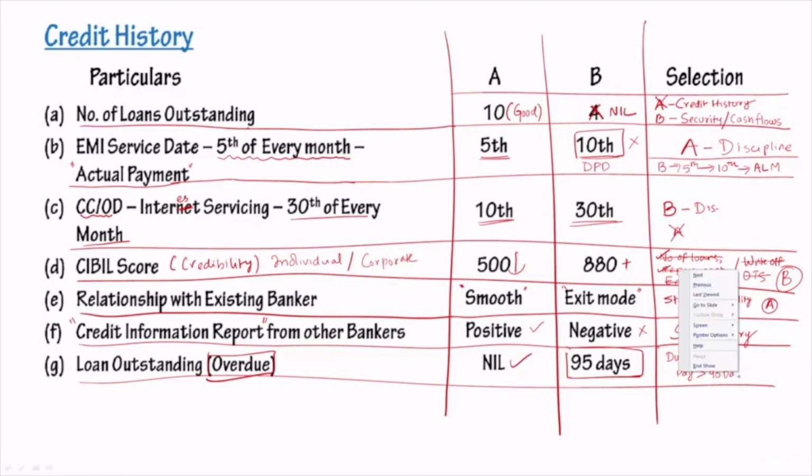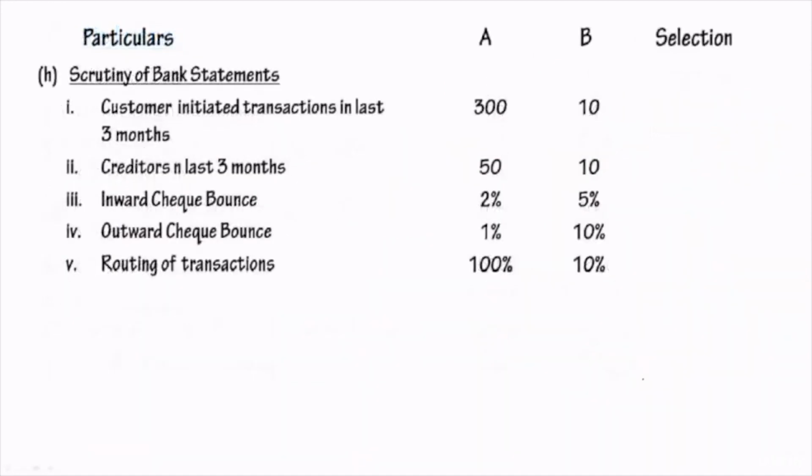Now, why am I stressing so much on 90 days? Because if for 90 days the loan, its interest and principal, is not serviced, then it will become a non-performing asset, which is going to result in loss for the bank. So in this case, obviously, the bank will be okay with A and not with B. So let's summarize.